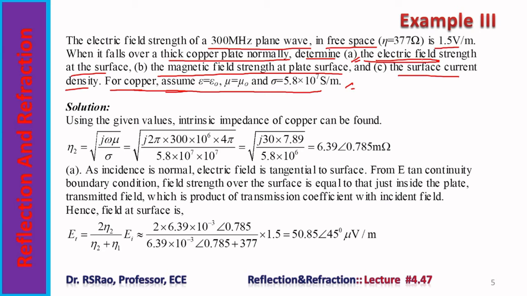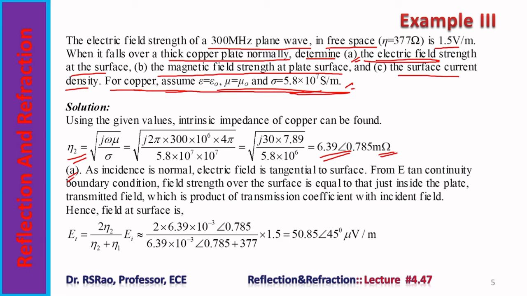So how to find out electric field strength? The process is this. Before going to the actual solution, let us compute eta 2, the intrinsic impedance of the copper. Intrinsic impedance is given by square root of j omega mu by sigma plus j omega epsilon, but sigma is very large, so j omega epsilon can be neglected. J omega is available, mu is available, sigma is given, everything is given here. So one can calculate, it comes out to be 6.39 at an angle of 0.785 radians milliohms. This is intrinsic impedance of copper.